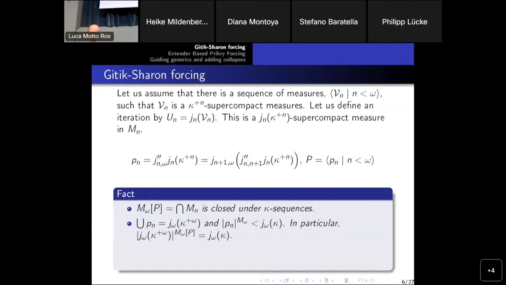So j omega of kappa plus omega has such j omega of kappa. Oh, we didn't add bounded subsets of kappa to j omega of kappa, so we can singularize it. The new successor is j omega of kappa plus omega plus 1. Every other cardinal is a continuity point, so it's not closed. Okay?